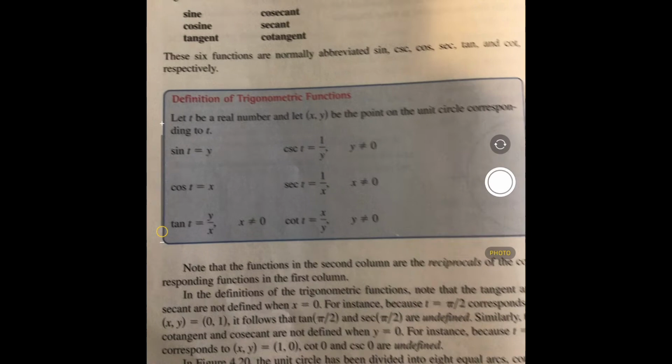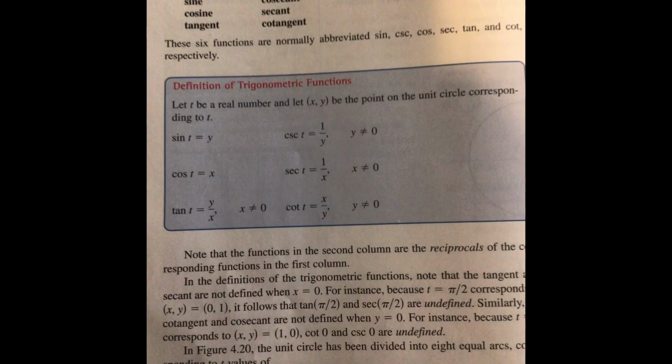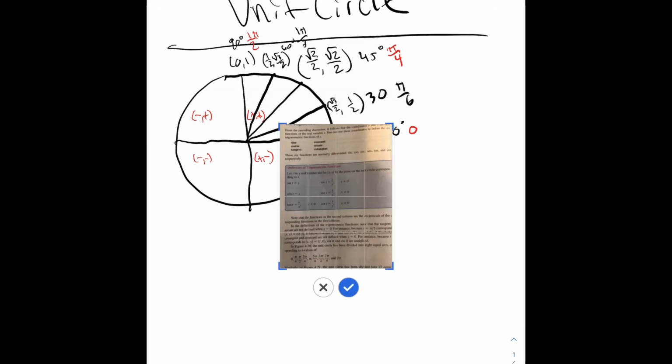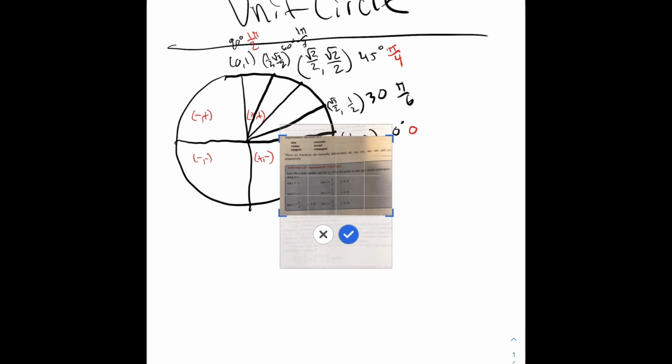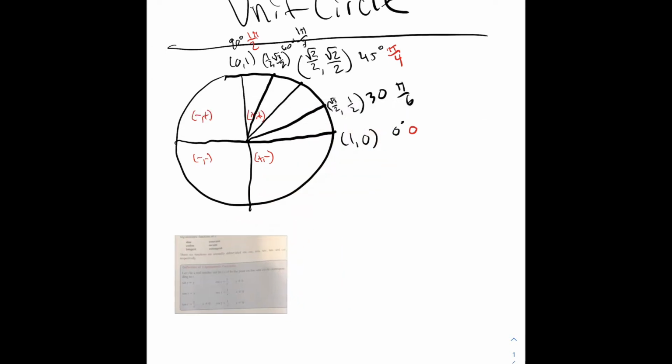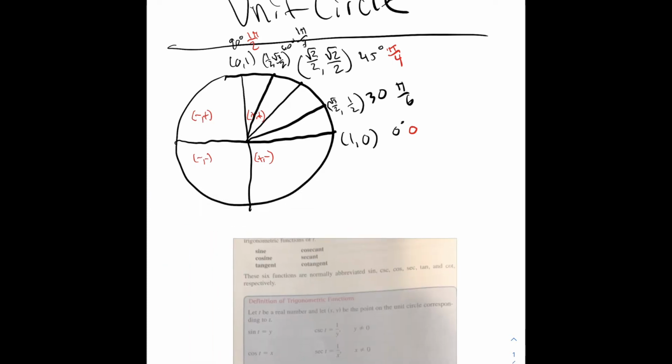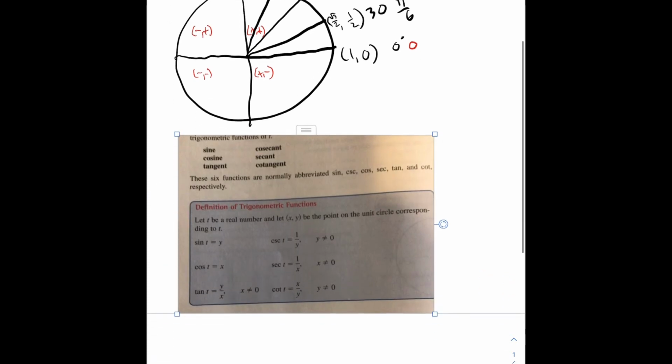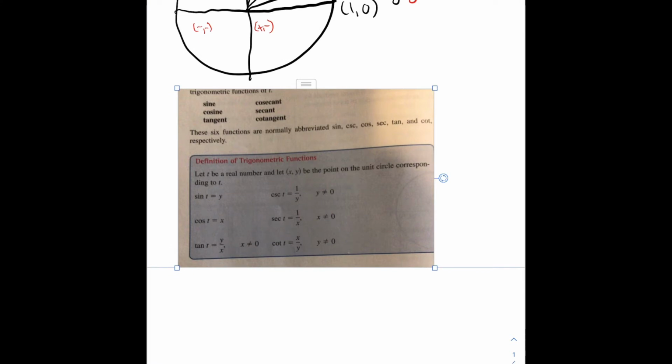So as we look here, we've got these different trig functions. You'll notice that they are reciprocals of each other. Sine is reciprocal with cosecant, secant is with cosine, and tangent is with cotangent. Again, you can see it gets flipped on top of each other. And that's how we get sine is equal to y. Cosecant is 1 over y. Cosine of t is equal to x. Secant is 1 over x.